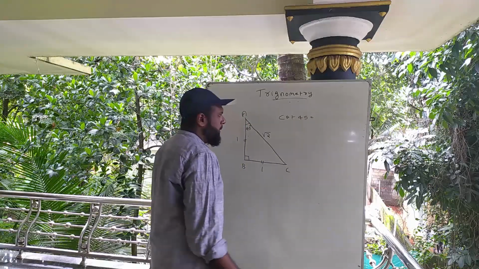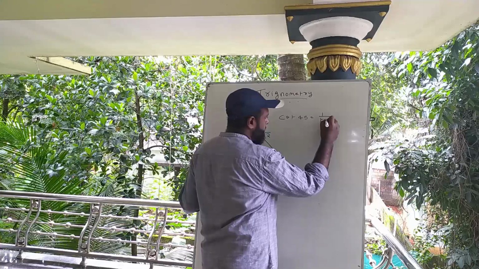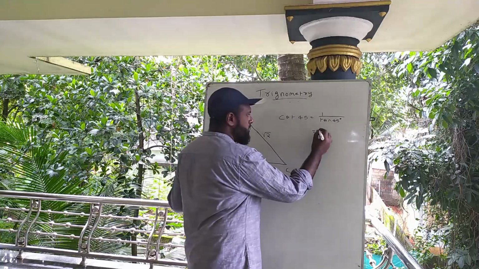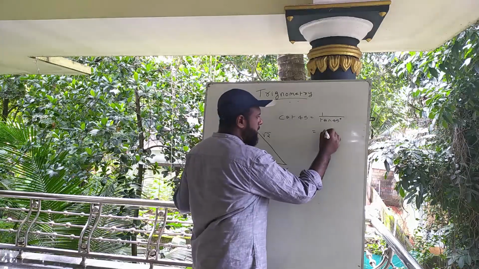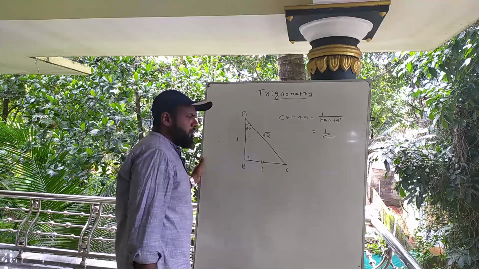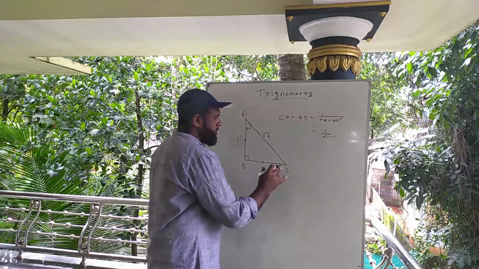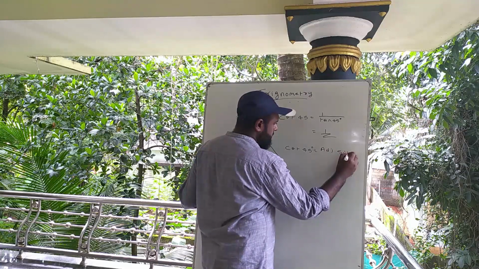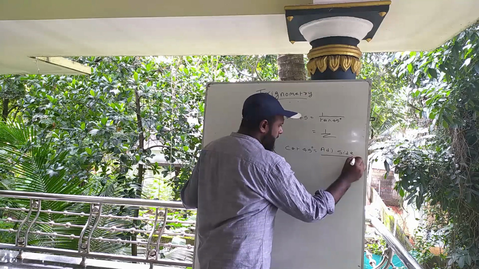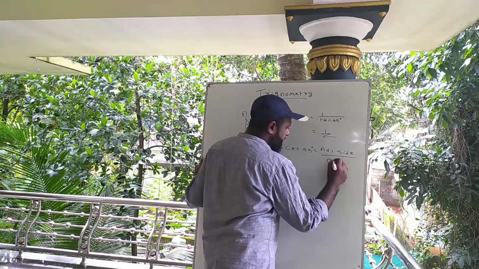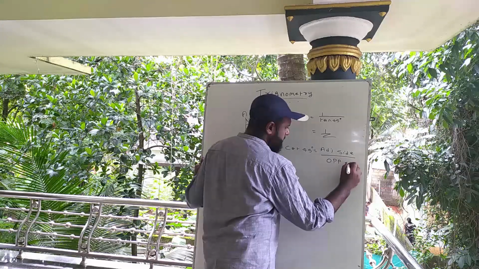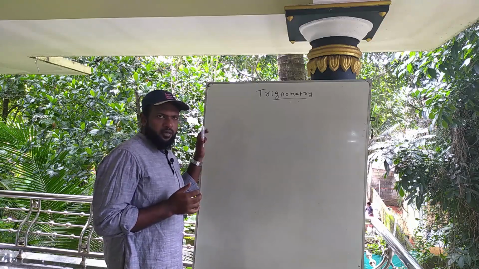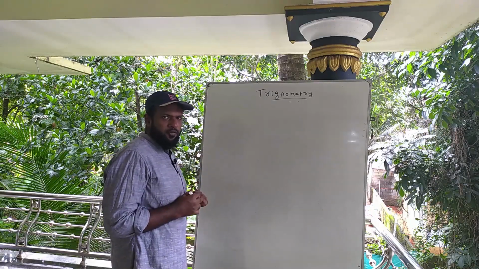Cot 45 equal to 1 by tan 45. We got tan 45 as 1. So, the reciprocal of 1 is 1. So, cot 45 equal to 1. Or we can find cot 45 as the adjacent side of x divided by the opposite side of x. We have learned the trigonometric values of sin, cos, tan, cosec, sec, cot of 45 degree.